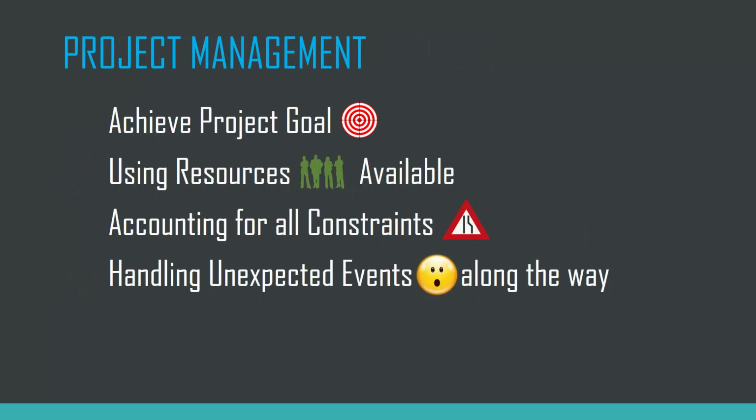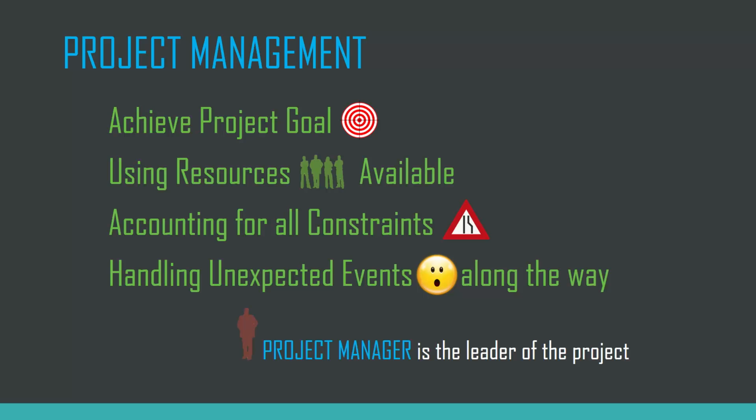Project management is the discipline of achieving the project goal using the resources that are available, accounting for all the constraints that are put on this system. There would be a lot of unexpected events that happen along the way of the project, and so project management includes handling all these unexpected events too, and successfully achieving the project goal. The project manager is the leader of the project.